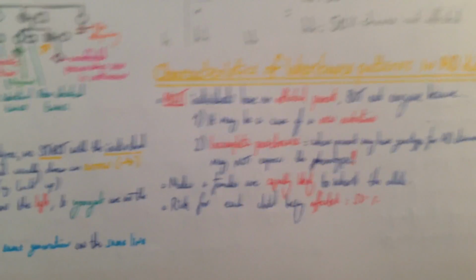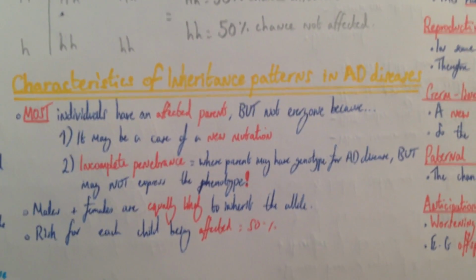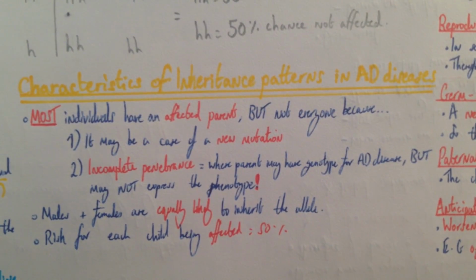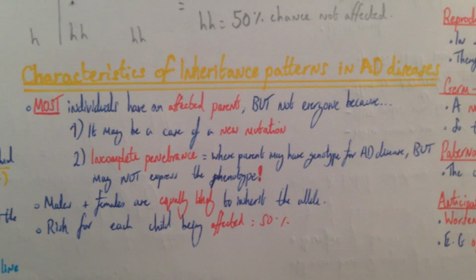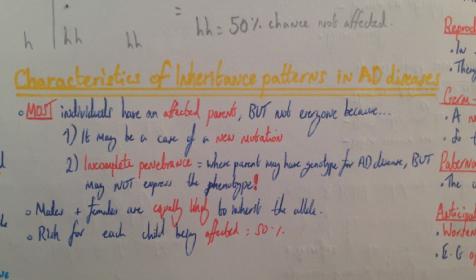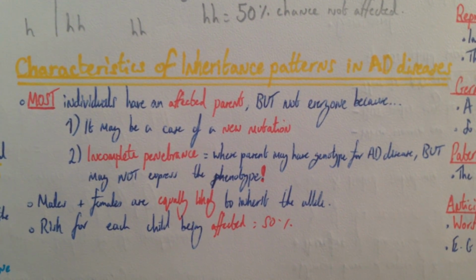Cool. So, characteristics of inheritance patterns in autosomal dominant diseases. Most individuals have an affected parent, but not everyone, because it may be a case of a new mutation.